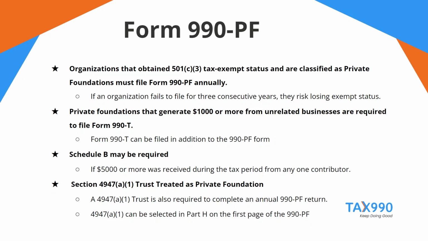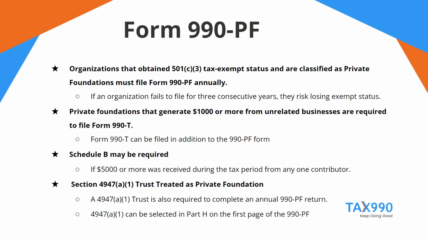Schedule B is often required on the 990PF form to allow the private foundation to provide information on contributors. Next week, we'll be doing a webinar on Schedule B specifically, so if you need more information on that, you can join our webinar next week. The 990PF return is also used by 4947A1 trusts, treated as private foundations.